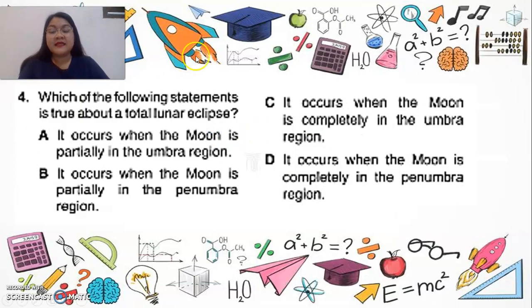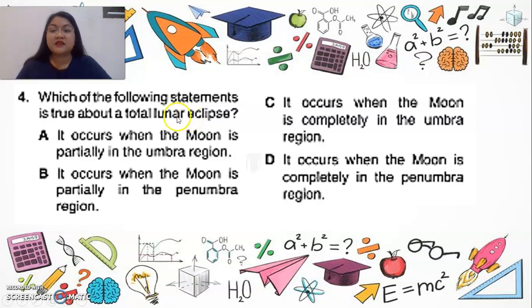Okay, next. Number 4. Which of the following statements is true about total lunar eclipse? Letter A. It occurs when the moon is partially in the umbra region. Letter B. It occurs when the moon is partially in the penumbra region. Letter C. It occurs when the moon is completely in the umbra region. Or letter D, it occurs when the moon is completely in the penumbra region. So which is the correct statement about total lunar eclipse?